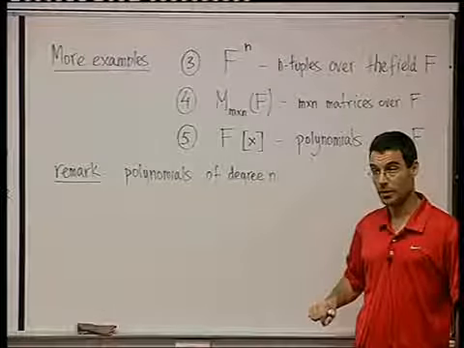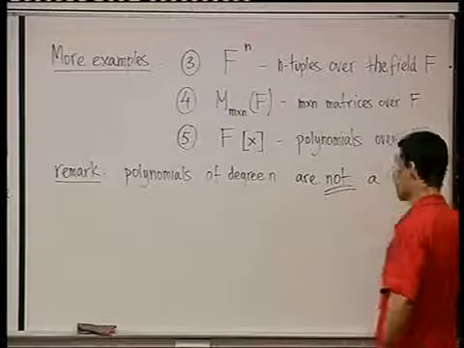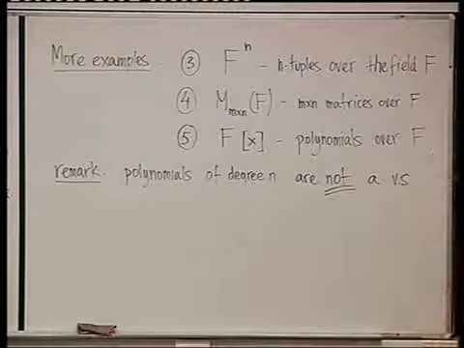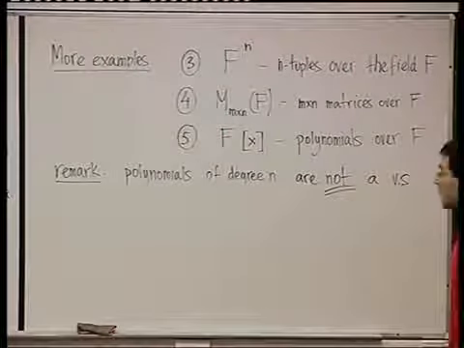Okay? So some of the properties of being a vector space fail. Okay? 0 is not there. And you can add 2 of them and get a polynomial of a different degree. Okay, so closure for addition fails. Okay, so these are not a vector space. Good? Clear? Okay.